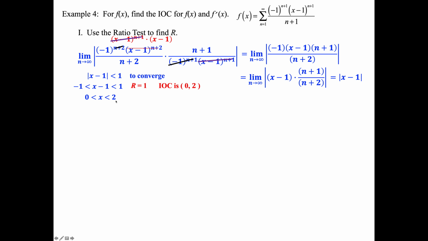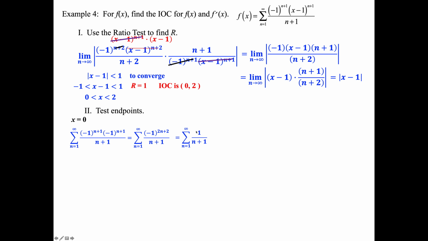But now again, we have to test our endpoints. All right, we have our R, our radius of convergence is 1. We have our beginning interval of convergence. We test the 0. So we're going to put 0 in for x. So going back to the original series, your summation setup, we put 0 here, so that's going to give us 2 negative 1's to the n plus 1. Well, multiply like base as you add everything together. Well, this is always going to be an even, so this is going to be a positive 1. And so 1 over n plus 1, we can see already what's going to happen.